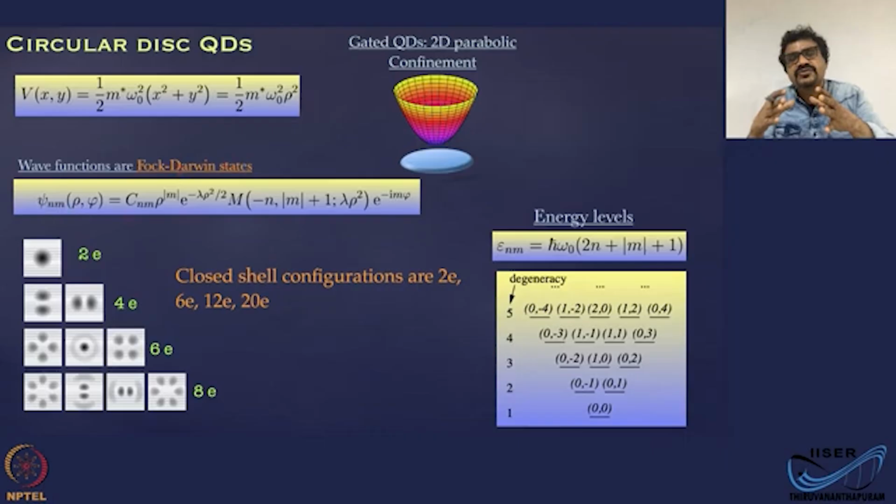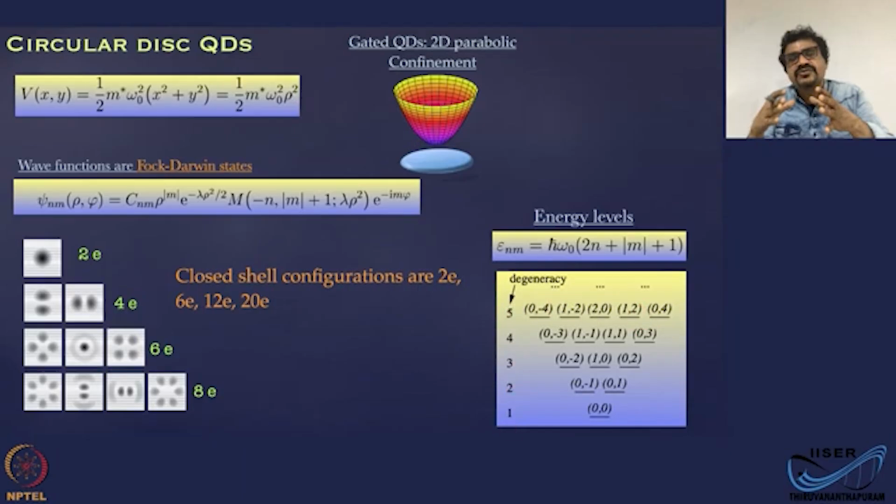And these images represent the first few states, or the probability density of the first few states. And here the energy levels are given by this equation, where n and m are the quantum numbers. And this shows the degeneracy and the filling sequence for these different energy states.